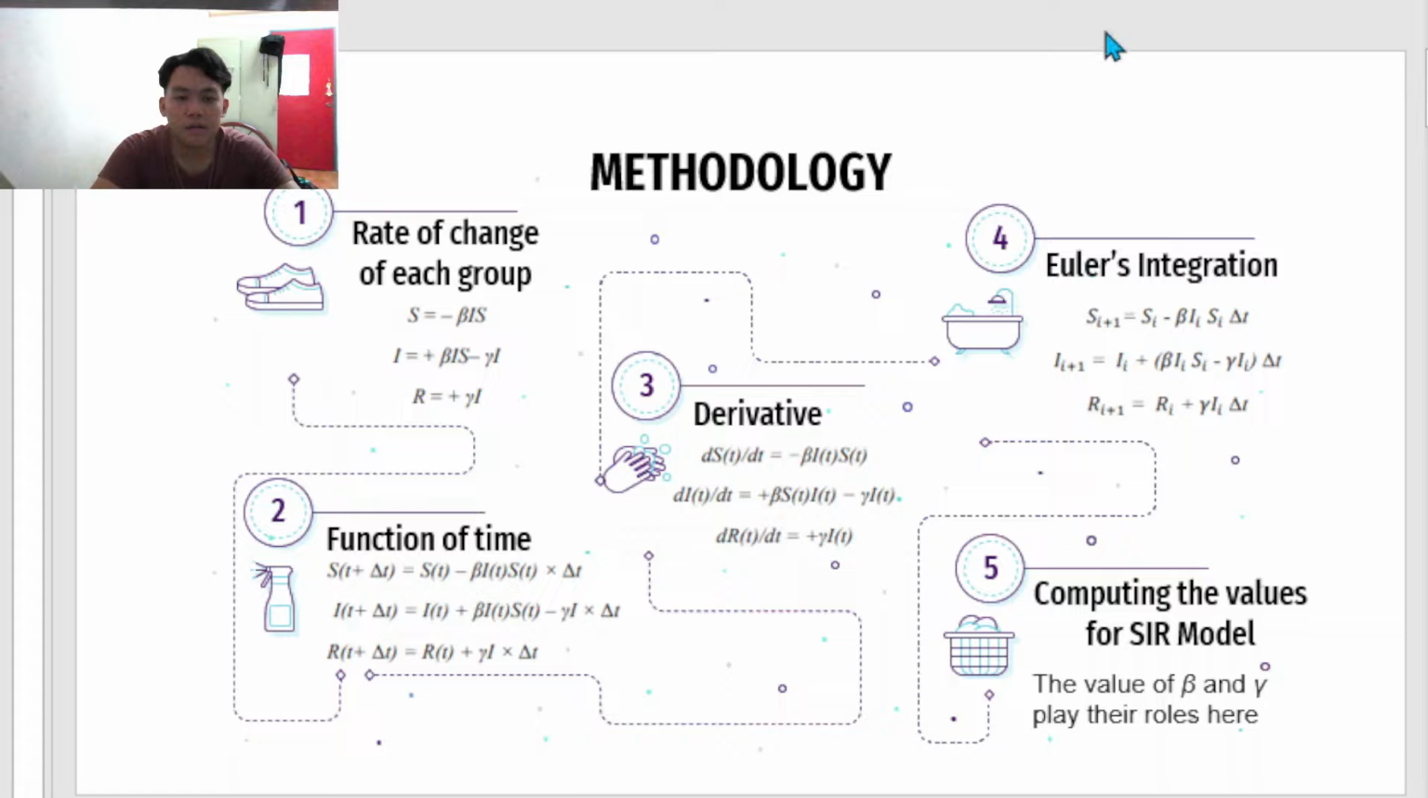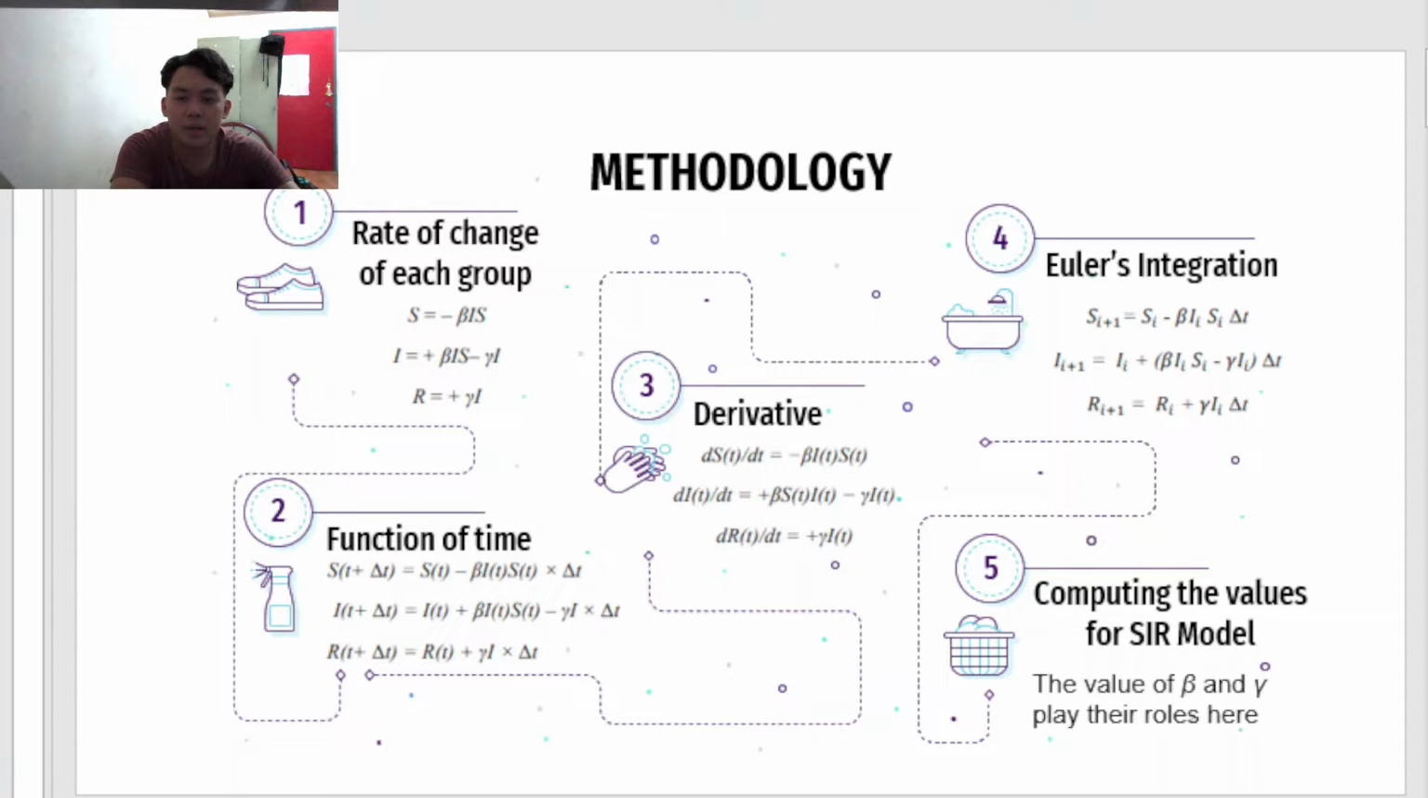The next part of the methodology is to find the derivative of this function of time. So we know that this function involves change of time. We need to change it into its derivative form. So from here, if we differentiate this function, we can come up with this function. So basically, this function represents the rate of change for the next day, each day.